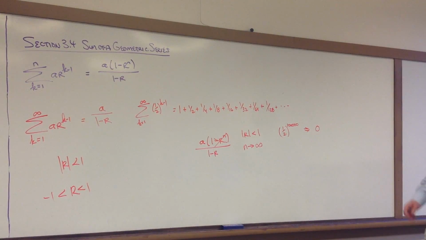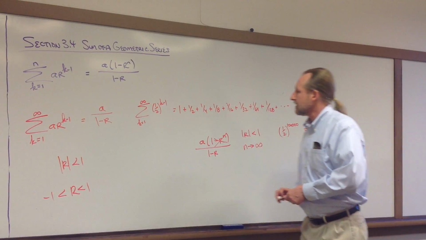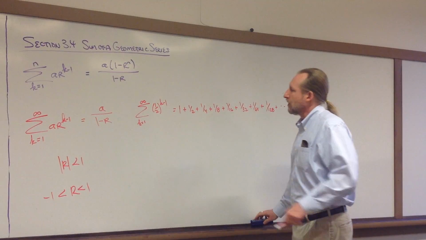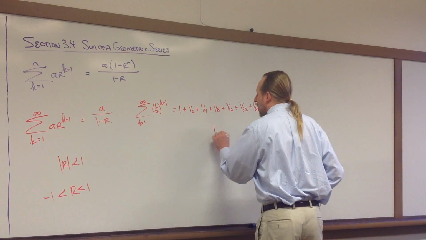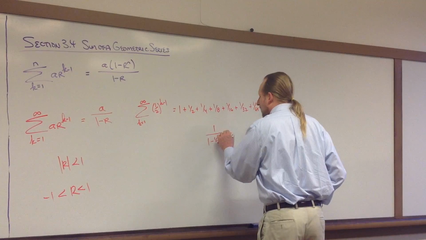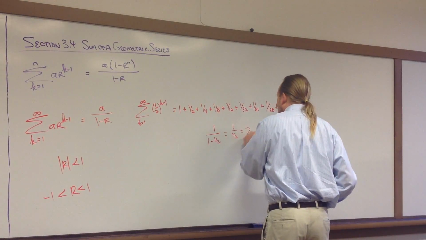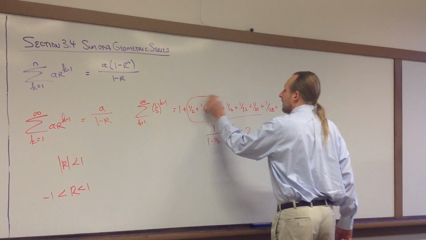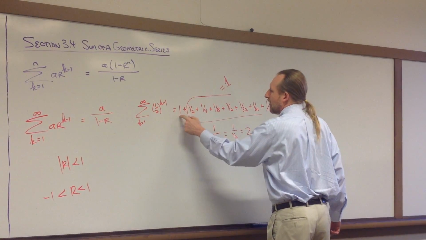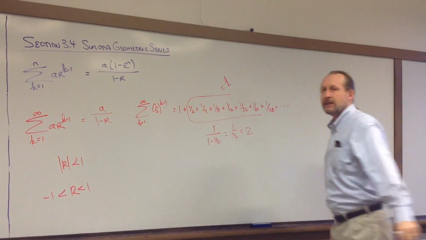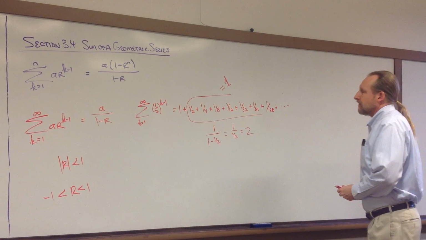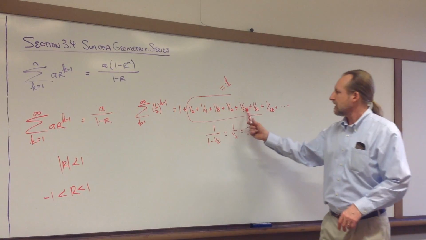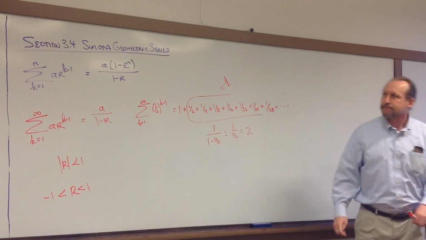Okay, so that's the formula for the infinite series sum. Now, if we look at this one, our A is 1, our R is a half, 1 over a half is equal to 2. Which says that all of this stuff equals 1, because we've got 1 here, that makes 2. I've always found that to be kind of interesting, that this series right here, a half, a fourth, an eighth, a 16th, and so on, adds up to 1.